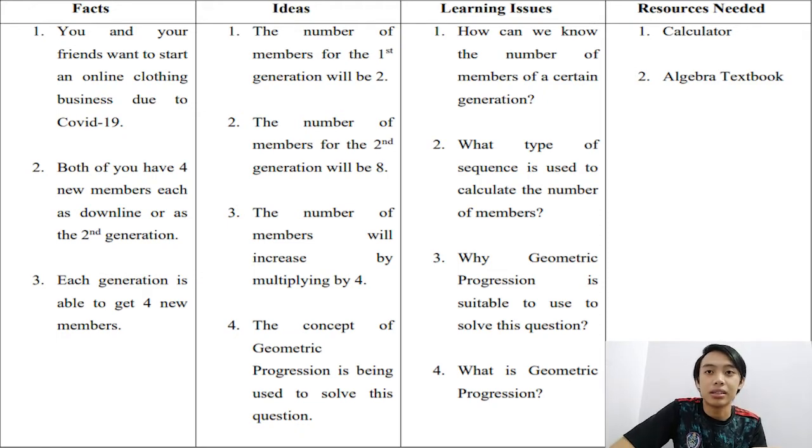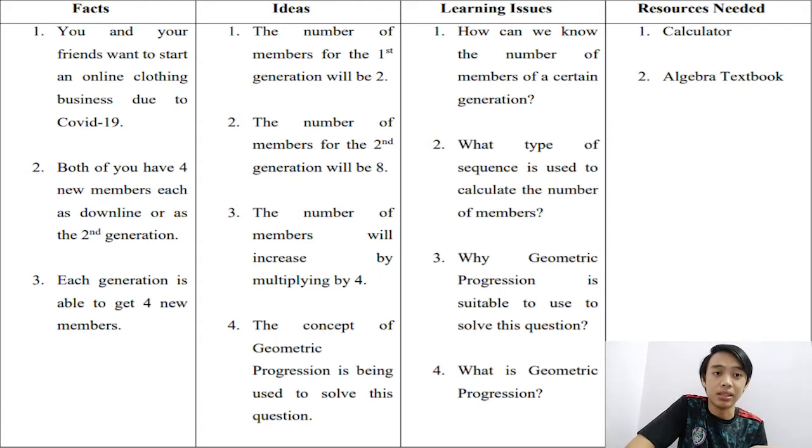Next, ideas. Number 1, the number of members for the first generation will be 2. The number of members for the second generation will be 8. The number of members will increase by multiplying by 4. The concept of geometric progression is being used to solve this question.